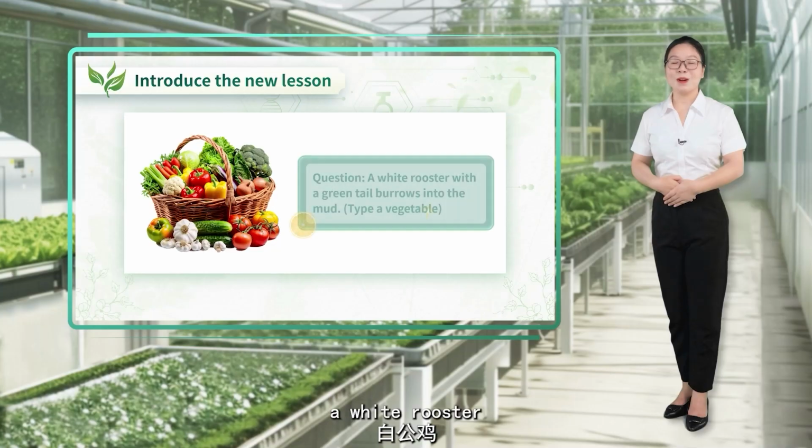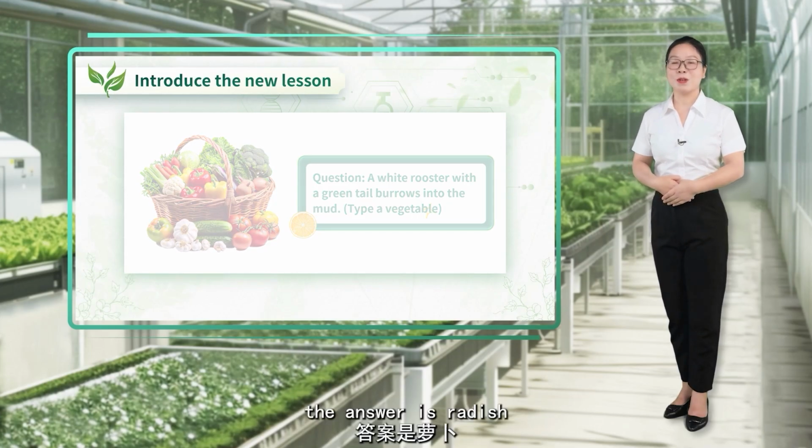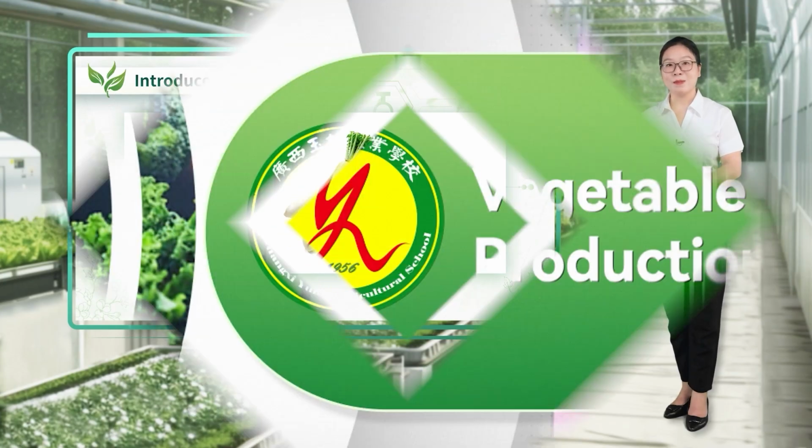A white rooster with a green tail drills into the mud head first. Guess a vegetable. Do you know what it is? The answer is radish, a vegetable we often eat in our daily lives.